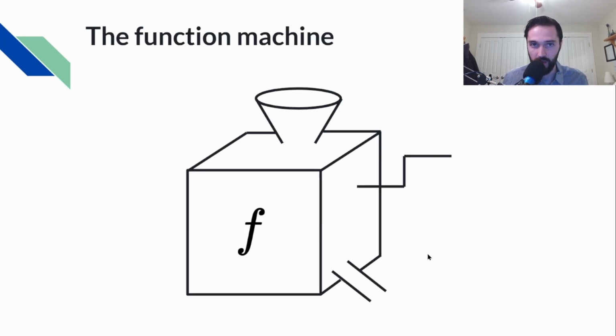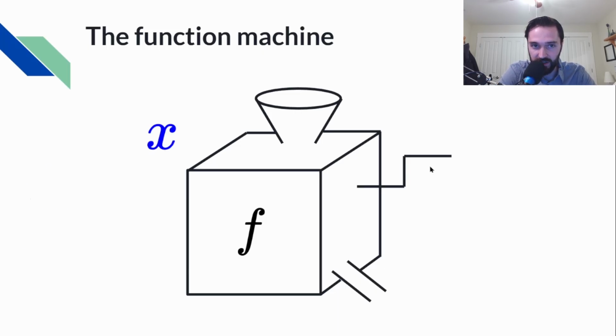Let's talk about something called the function machine. This is a classic drawing that we use to visualize functions. The function f is this box, and it has an input chute and an output chute, and it has a crank that you turn.